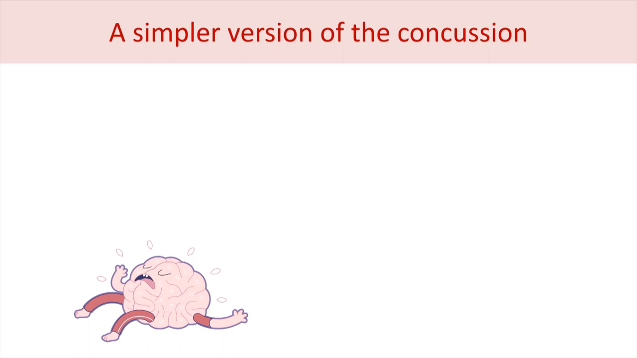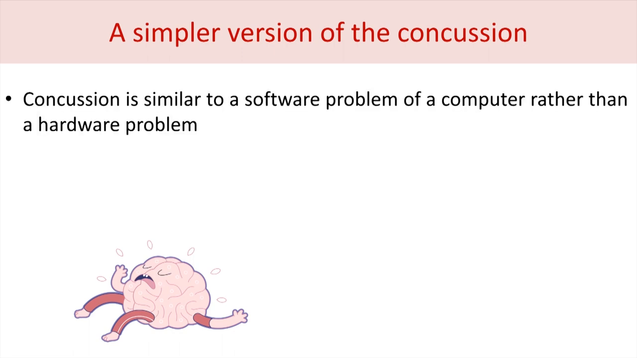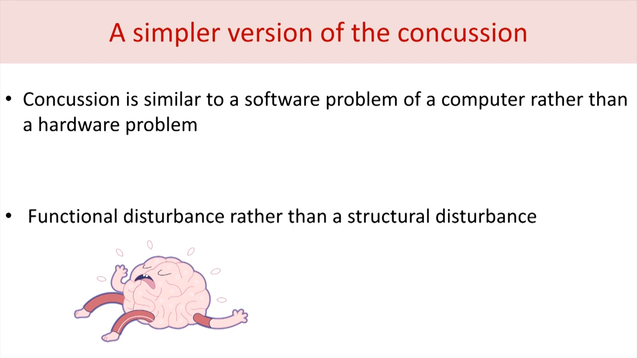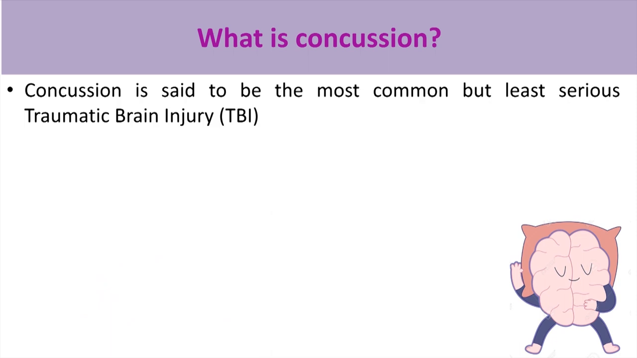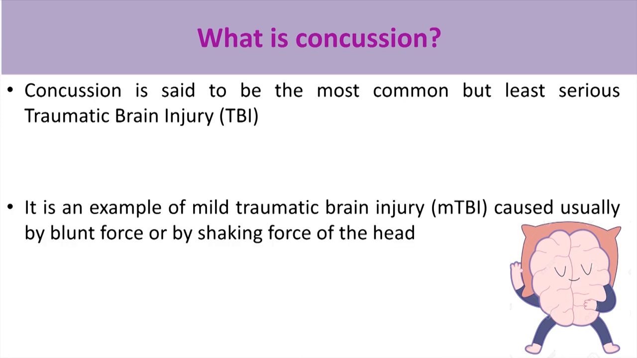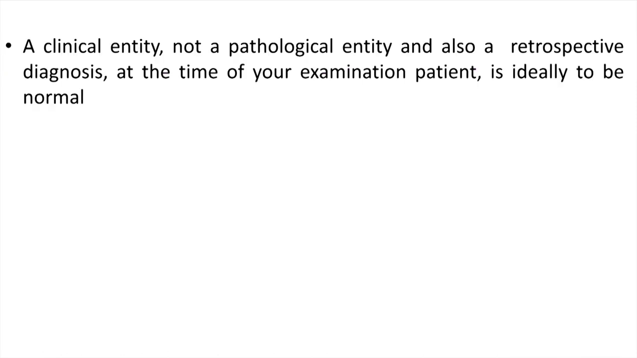Moving on to a simpler version of concussion, it is similar to a software problem of a computer rather than a hardware problem. That means it is actually a functional disturbance rather than a structural disturbance. Concussion is said to be the most common but least serious traumatic brain injury. It is an example of mild traumatic brain injury caused by usually blunt force trauma or by shaking force of the head. It is a clinical entity and not a pathological entity.